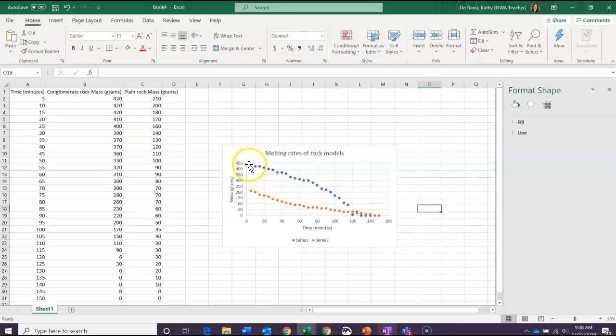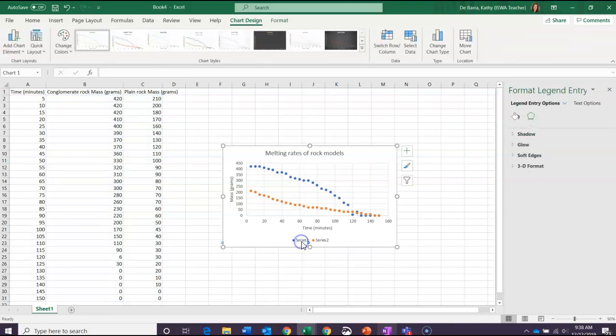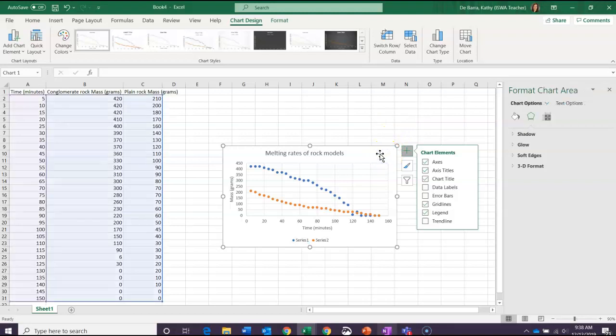And you can see that the first conglomerate rock model starts around 420 grams and it goes down to 0, whereas the other one starts around just over 200 grams, and again it goes down to 0. And you can even change, we can play around with this and get it to change the series titles. Don't even need those. We could say that in the document when we add it in.